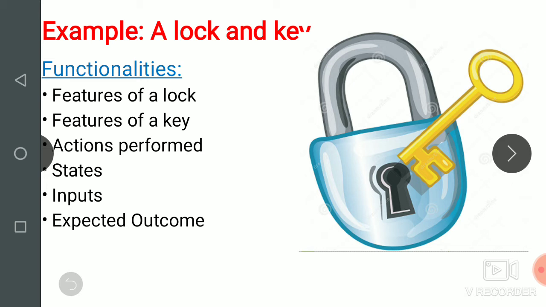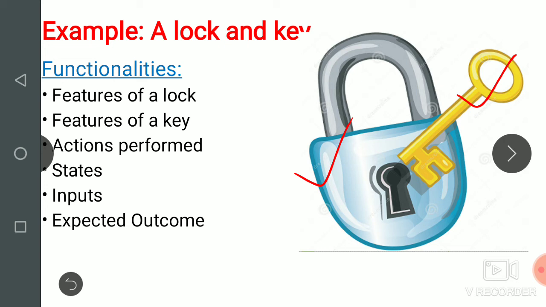First we have discussed features of a lock. Lock means this one. What are the features of a lock? It is made up of a metal. It has a hole. All of you can see here, it has a hole, right? Then it has the facility to insert the key, and the keyhole has the ability to turn either clockwise or anti-clockwise. Those are the features of the lock. And next is features of the key. This one is the key. What are the features of the keys? It is made up of a metal and created to fit into a particular lock's keyhole. These are the features of the key.